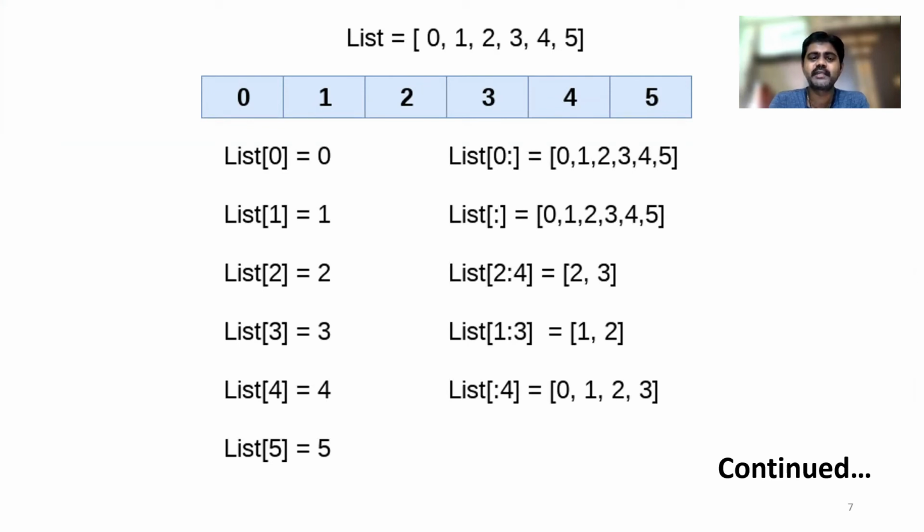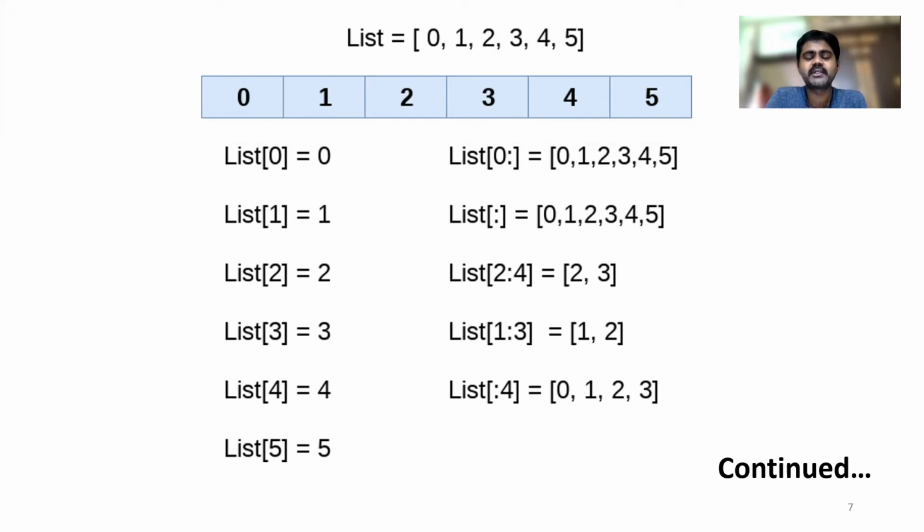So 0, 1, 2, 3, 4, 5. If we say list of colon, that means we have not mentioned start, we have not mentioned stop, and we have not even mentioned step. But if we specify the colon, we'll get all the elements present in the list. So 2 colon 4. In the sense, your starting index is 2 and it goes up to 3.